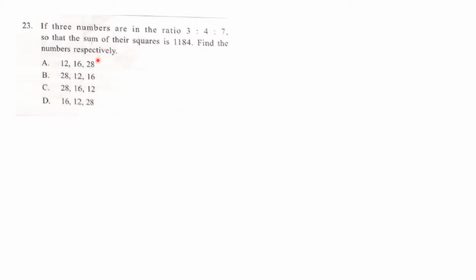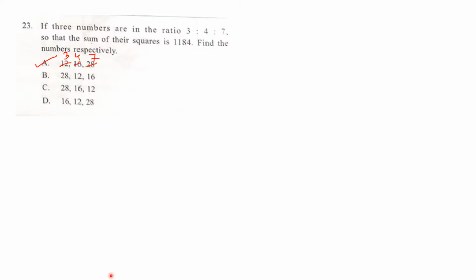So if I take option A, 12, 16 and 28, right? All three numbers come in the table of 4. It means 4 is a factor of all the numbers. So if I divide all by 4, here I am going to get 3, here I am going to get 4, and here I am going to get 7. So option A is my correct answer.